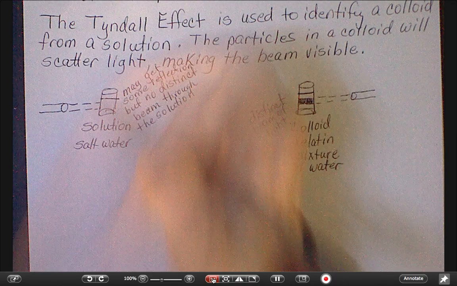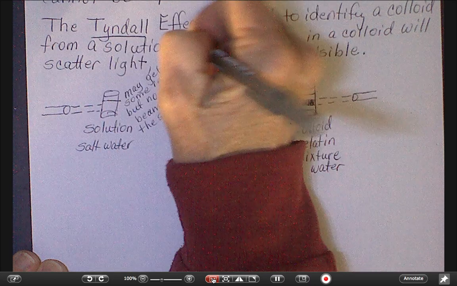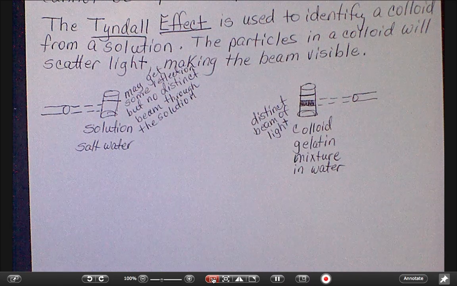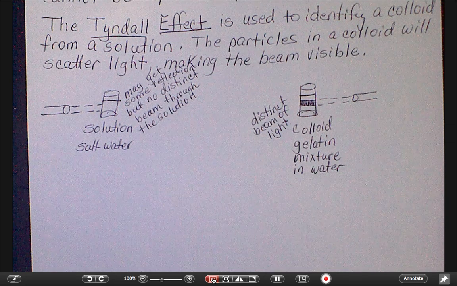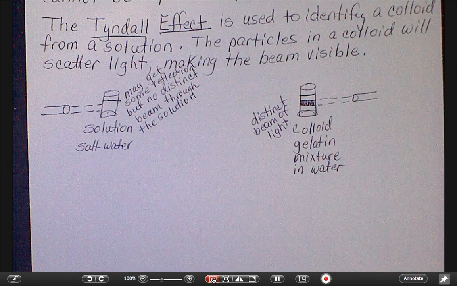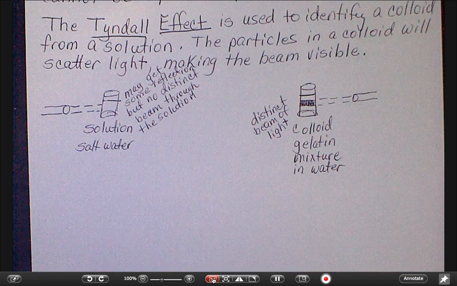That is called the what effect? And who is the only ones that do this? Colloids. And this is how you can tell the difference between a colloid and a solution.